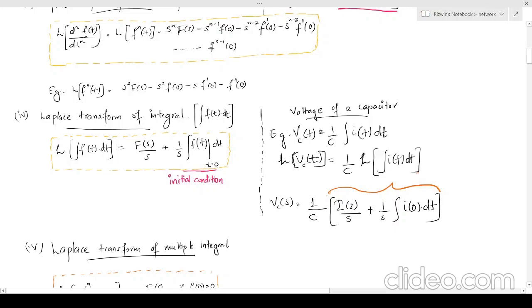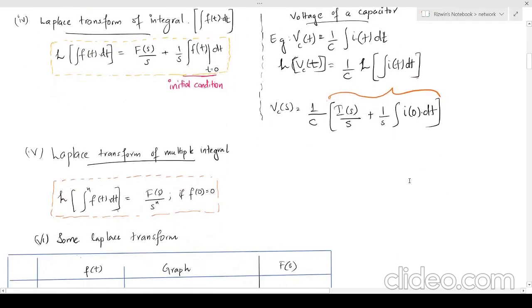Now let's see how it is in network theory. The voltage of a capacitor, as you all know, Vc of t is equal to 1 by c integral i dt. When we take the Laplace transform, Vc of t becomes Vc of s, and that is equal to 1 by c times the Laplace of integral i dt, which comes to be I of s by s plus 1 by s integral i of 0 dt. As we discussed earlier, for the nth order of differential, there will be a multiple integral situation.